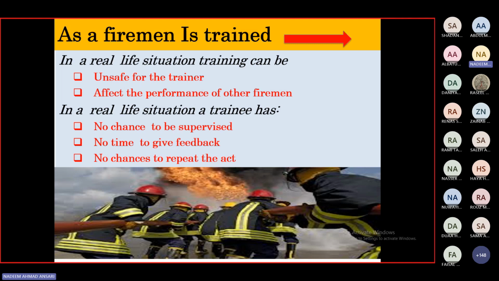There is no time to give feedback. And obviously, there are no chances to repeat the act. You can't practice, because if you are directly exposed to a real life condition, there is no time for any feedback or any repetition or any practice, and nobody will be supervising. So this is the drawback if a person is directly exposed to a real life situation or scenario.